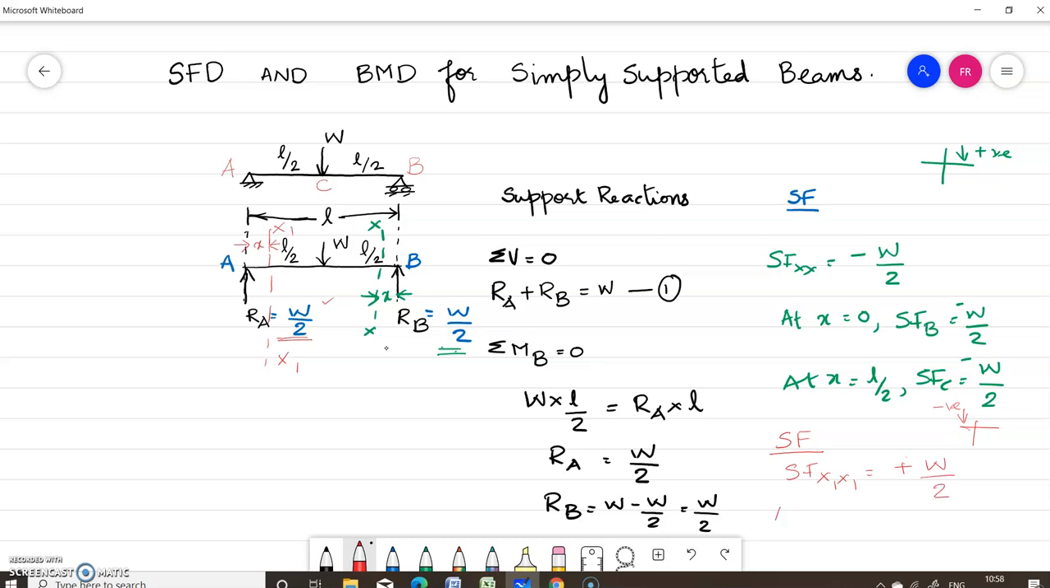Now what is the shear force at x equal to 0? At x equal to 0, that means shear force at A, is equal to W by 2. Now we have to find out the shear force at x equal to L by 2, that is shear force at C, again equal to W by 2. Now let us draw the shear force diagram.